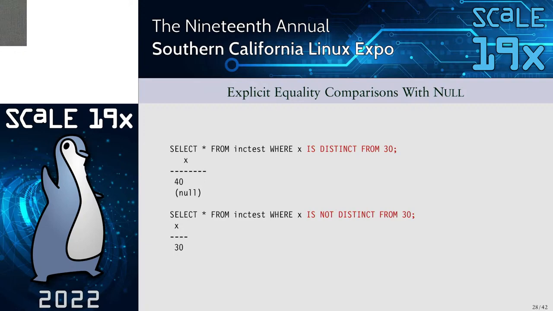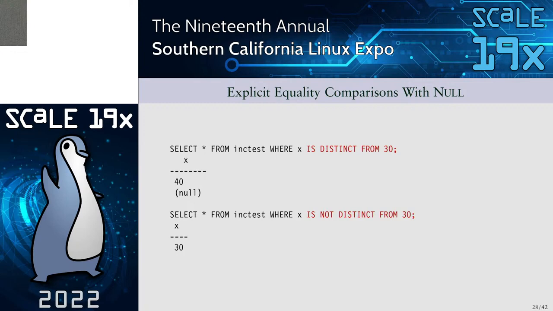And if we say not distinct from 30, we get the 30, right? So this is kind of nice, supporting all versions of Postgres. This is kind of good. I mean, it's a little verbose, but it takes a while to get used to, because is distinct from is really is not equal to, right? I mean, that's kind of what it is.